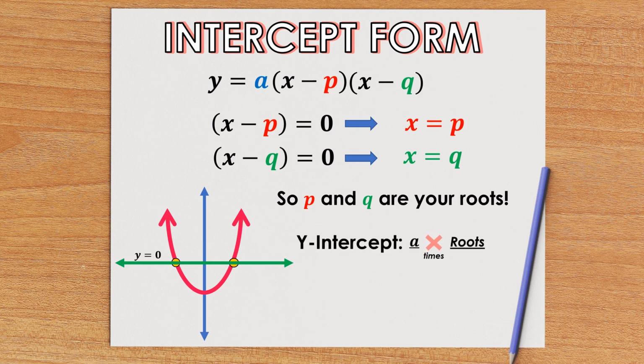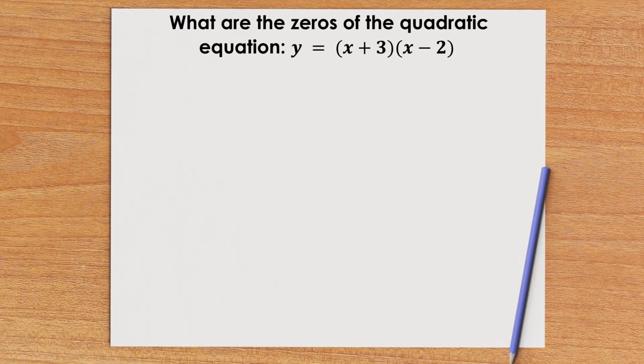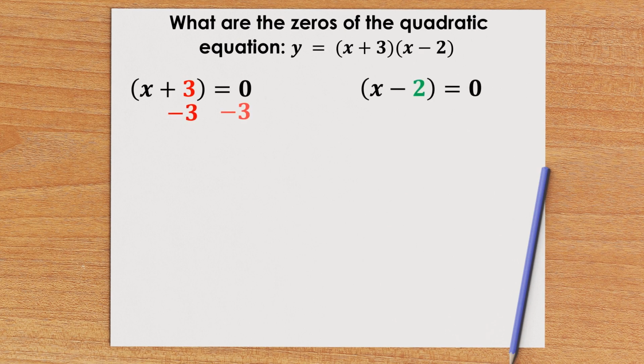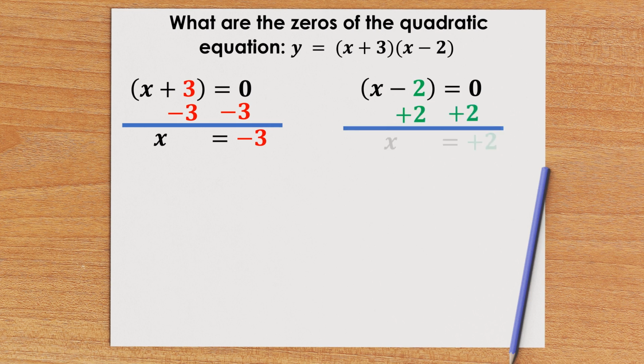What are the zeros of the quadratic equation y equals x plus 3 times x minus 2? When we set x plus 3 equal to 0 and x minus 2 equal to 0 and then solve for x, we end up with the solutions -3 and +2. But when you have equations like this where the coefficient of x is just 1, you don't have to constantly set them equal to 0 and solve.